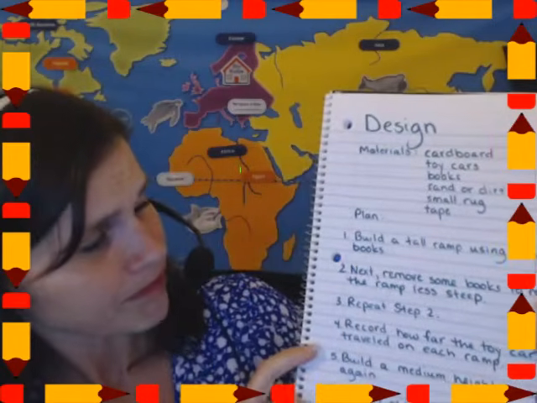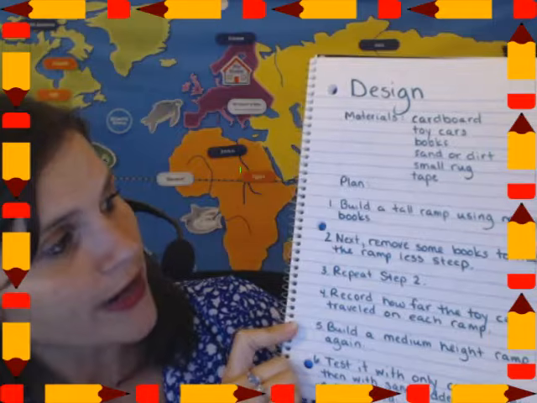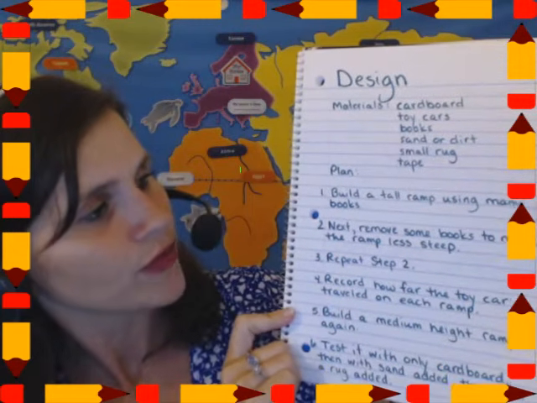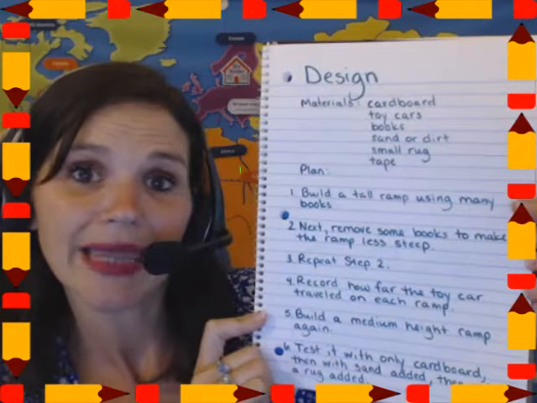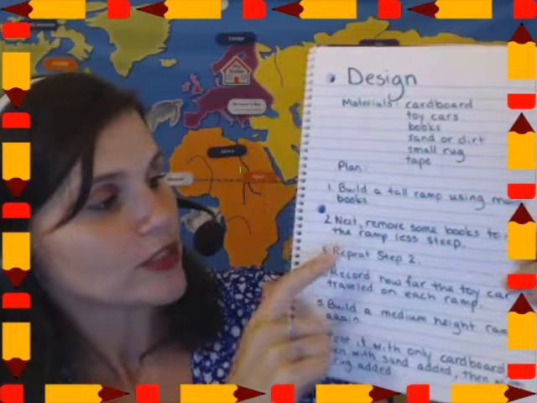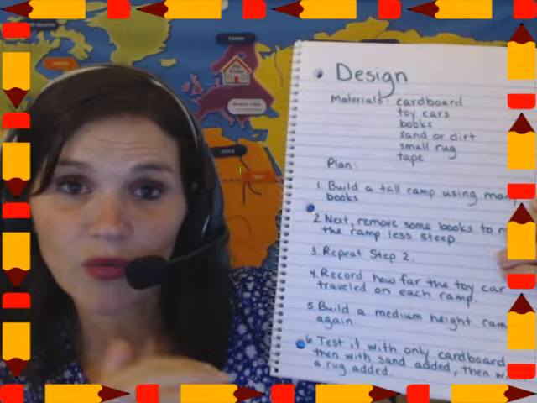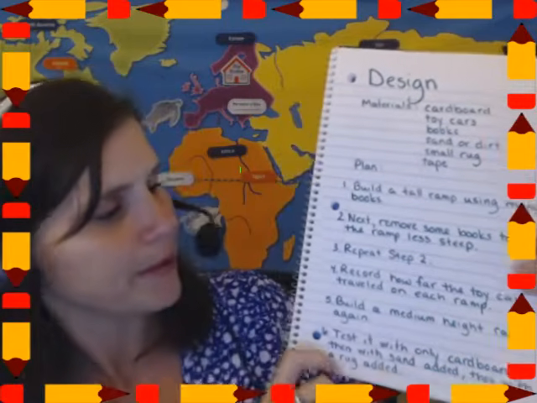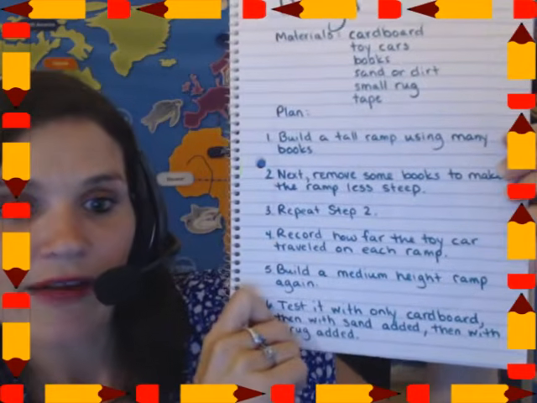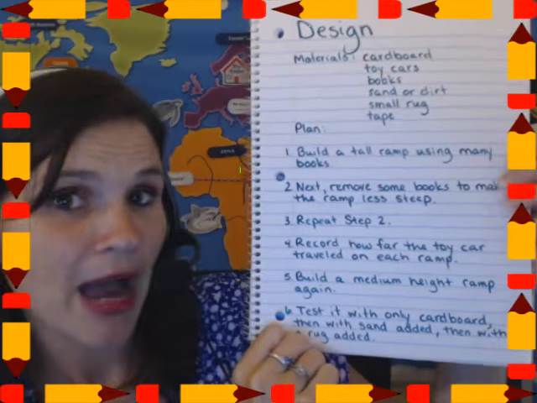Here's my plan, and here are the steps in it. Number 1, build a tall ramp using many books. Number 2, next, remove some books to make the ramp less steep. So I'm going to test it when it's really tall, and then I'm going to take some of those books away and test it again. Then repeat step 2. That means I'm going to take even more books away to have a really low ramp. Number 4, record how far the toy car traveled on each ramp. Number 5, build a medium height ramp again.